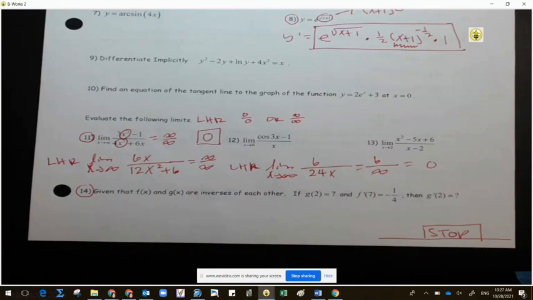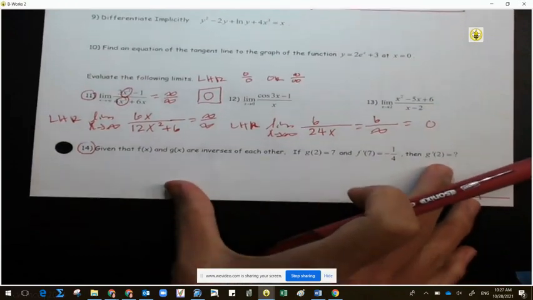Yes, sir? Do you have to write the LHR in front of it every time? It's a way to communicate to me that I realize I can use it. So I prefer it, okay, but I can't take off for it. Okay? All right, number 14.